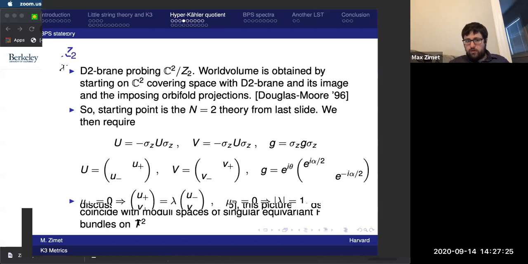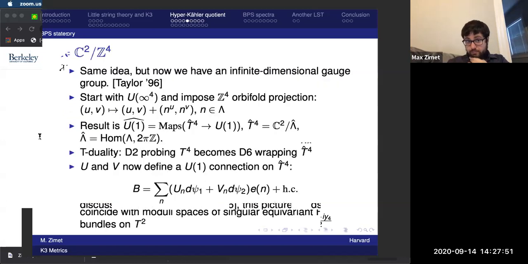And then there's some further gauge symmetry generated by a Z2 subgroup, which preserves this condition lambda equals 1. And so you have to further quotient by that. And that tells you that U and V are well-defined mod Z2. So indeed, one gets this C^2 mod Z2 moduli space that one wanted. Okay, so now we're going to study the T^4 using the exact same formalism.